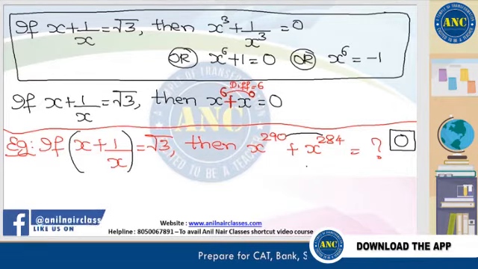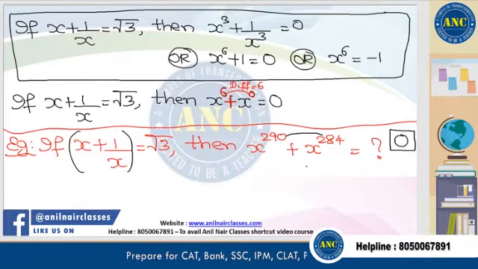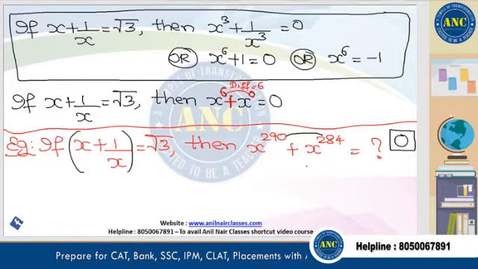Now you might wonder how it is so, sir. You are just concluding that if the difference is 6, the answer becomes 0.